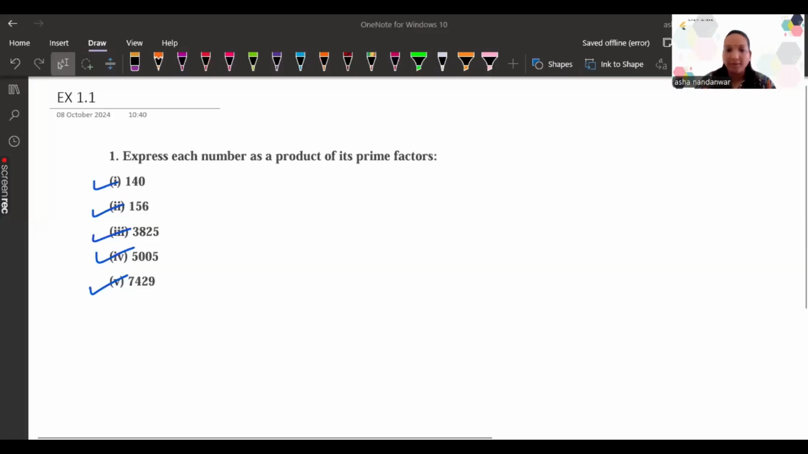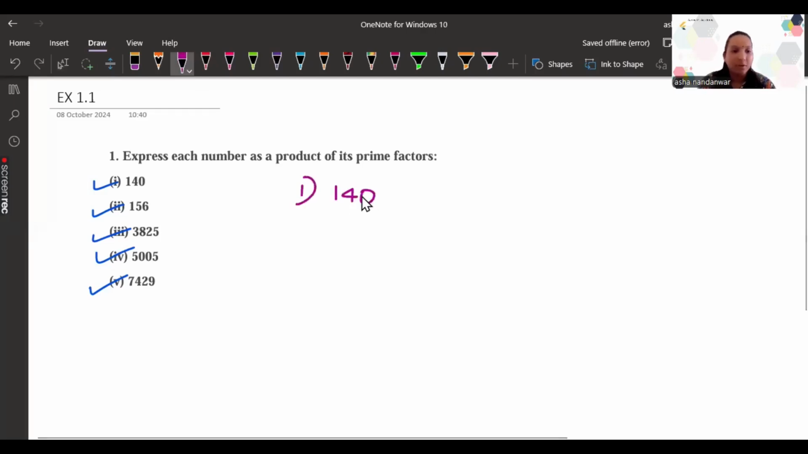This time we will be understanding how to do exercise number 1 of the chapter Real Numbers. So these are the few questions for question number 1 which I have put on the screen. Express each number as a product of its prime factors. Now let us take the first question. The question is 140.